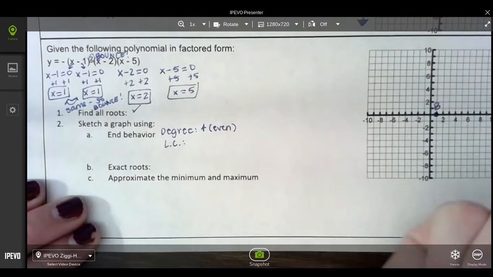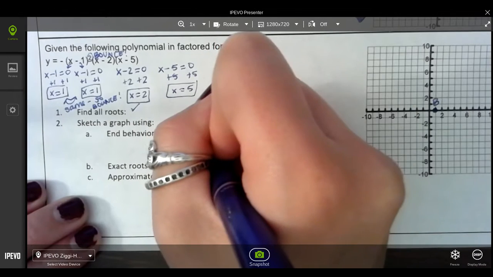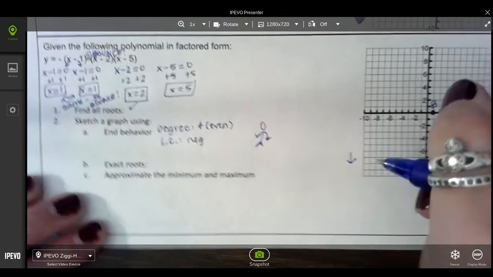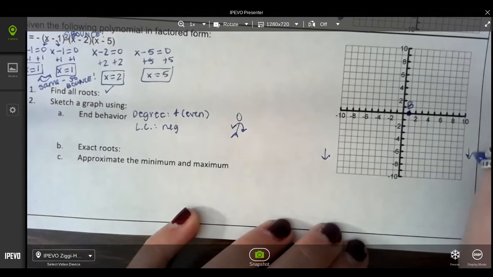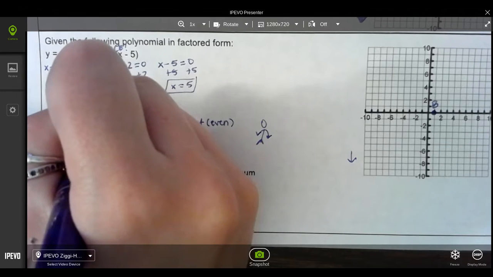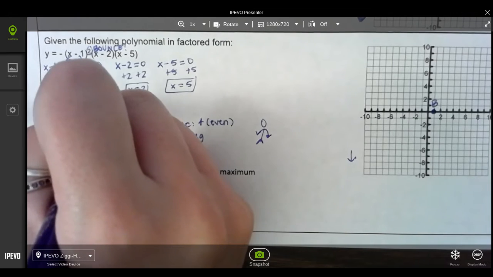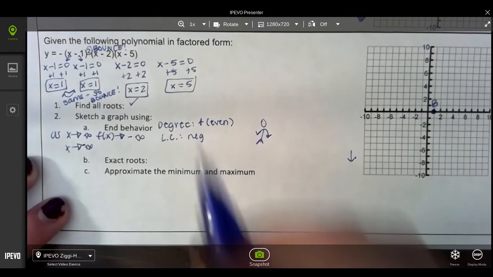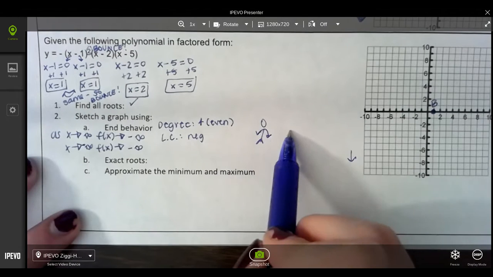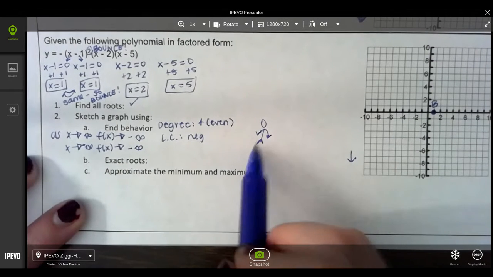My leading coefficient, what's my leading coefficient? Am I positive or negative? I am negative. So even negative is going to look like this, meaning we're starting down here and we are ending down here. So what's our end behavior? As x goes to infinity, f of x goes down to negative infinity. As x goes to negative infinity, f of x is going to go to negative infinity. As x goes to infinity, your function is going down to negative infinity. As x goes to negative infinity, your function is going down to negative infinity.